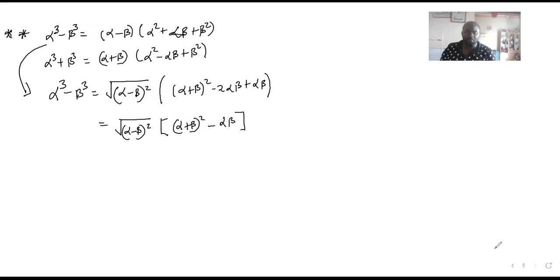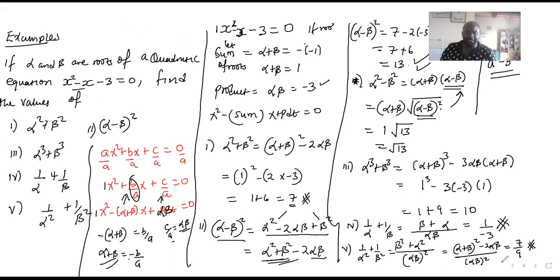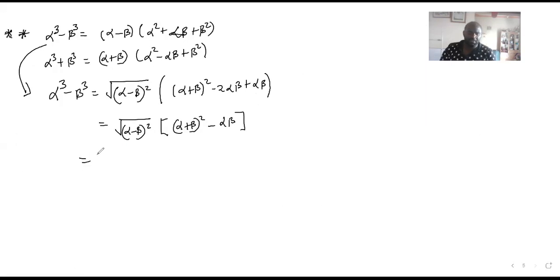We have already found the square root. We have already found alpha minus beta squared, which is 13. So the square root here will be square root of 13, into the sum is 1, the product is -3. The answer will give us 4 root of 13. So these are two very sensitive statements we need to have.